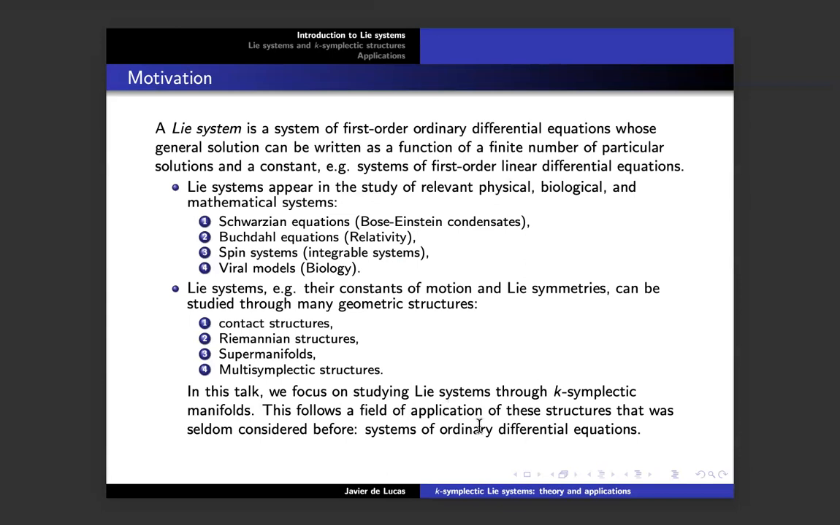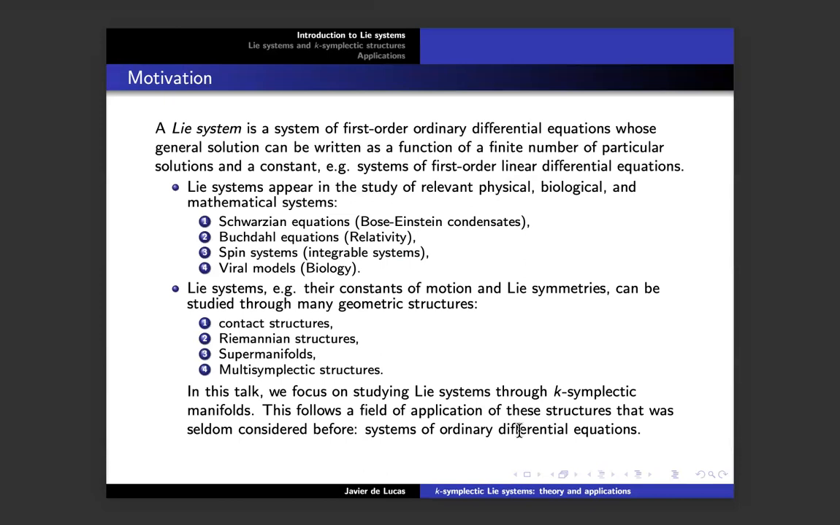So in this talk, I will focus on studying Lie systems through k-symplectic manifolds. Indeed, what I'm going to tell you was published in the Journal of Differential Equations, one of the very best journals in the world about differential equations. Just to tell you a couple of comments, this topic is very interesting for many reasons, and you can quite well apply this to interesting topics.